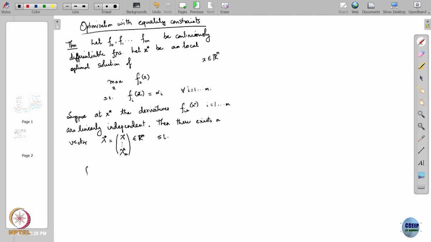we have this. I look at f0x evaluated at x star, that means the derivative of the objective evaluated at x star, and that can be written as lambda 1 star times f1x evaluated at x star, plus lambda 2 star times f2x evaluated at x star, plus dot dot dot, plus lambda m star times fmx evaluated at x star.